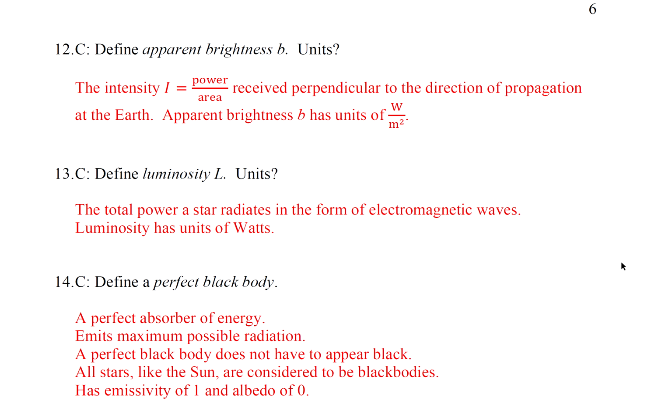Question 12. Define apparent brightness B. What are its units? The intensity I equals power per unit area received perpendicular to the direction of propagation at the Earth. Apparent brightness B has units of watts over meters squared.